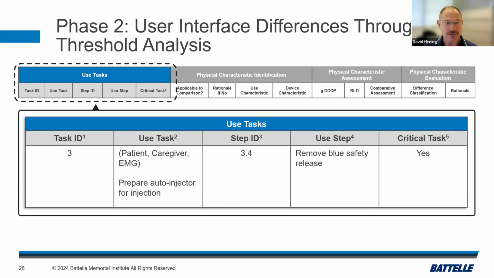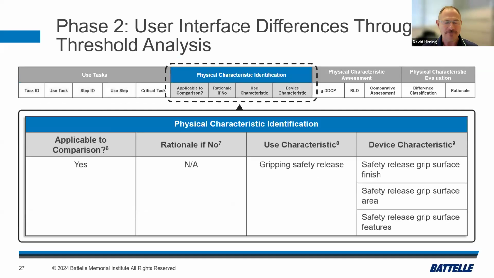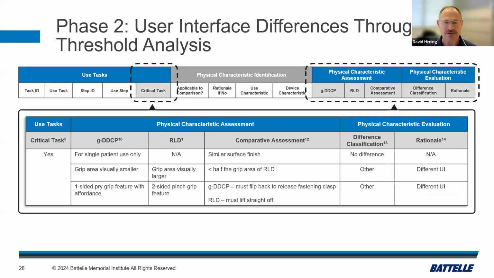So again, we start with the use tasks. Everything always ties back to the use tasks. So that's the foundation that we build on. Then as we move forward, we have the physical characteristics, and you can see how they spread across, which gets us to the final physical characteristic assessment and the physical characteristic evaluation. I'll let you see those on the screen.